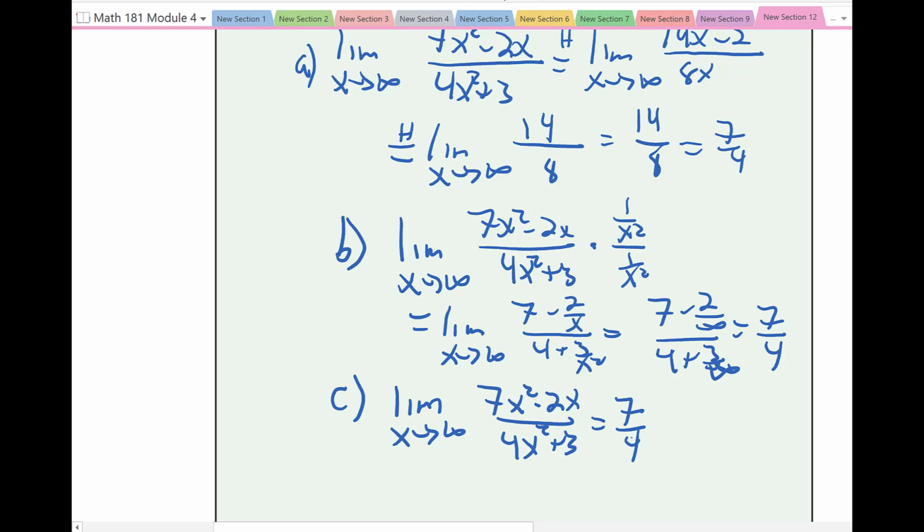Okay, hope you enjoyed that. We got a couple more things to look at with L'Hopital's rule to finish off this section.